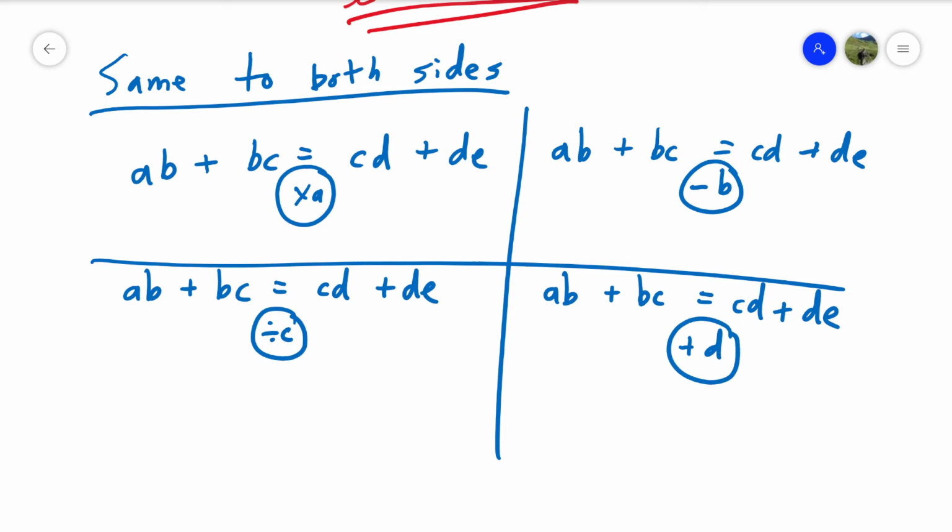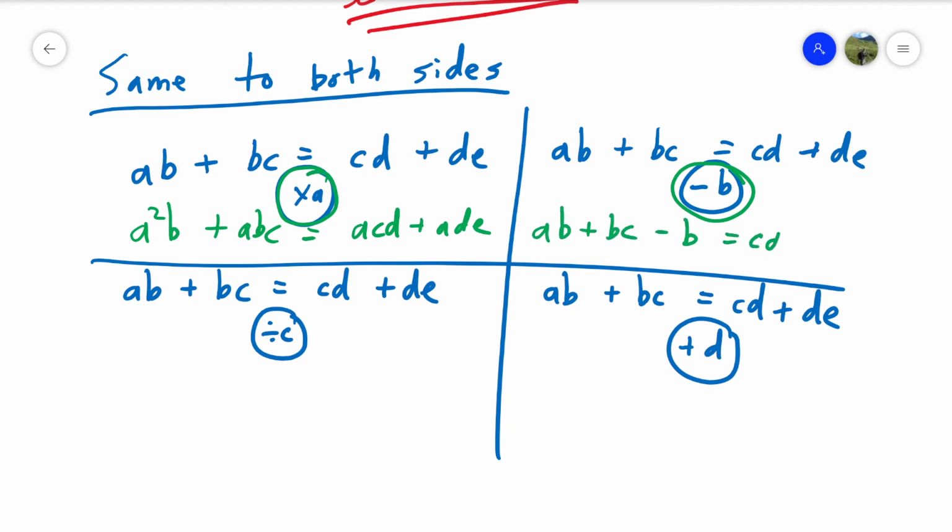There you go. You've got 4 same to both sides to attempt. See you back here in a minute. Okay, so if it's a times, I have to do it to each thing. So that would be a squared b, because a times a is a squared, abc, acd, plus ade. Now let's do this one. If it's a minus, you do it once to each side. So that's AB plus BC minus B equals CD plus DE minus B. And that's it. That's the final answer.